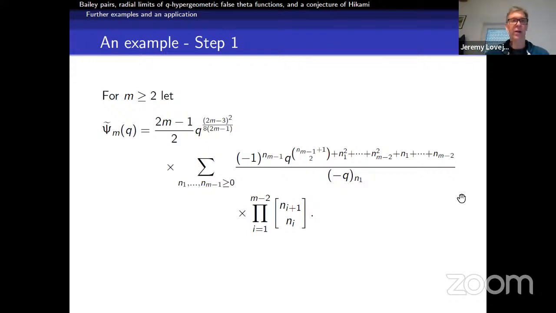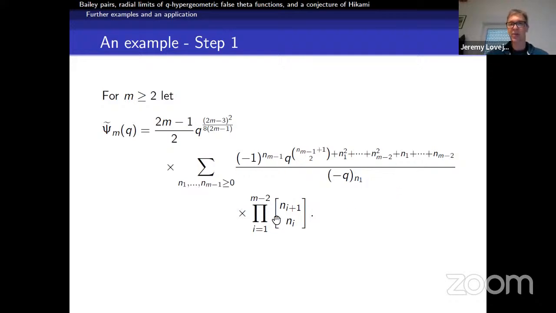Like I said, I'll give one example in detail. Here it is, this is step one. For m bigger than or equal to 2, so there's no a in all of this, let's define this function, c tilde sub m. Again, I use tilde just following Hikami's notation, and following Hikami, I leave a constant out front, but you need not think too hard about that. So, (2m minus 1) over 2 times some power of q times this multisum.